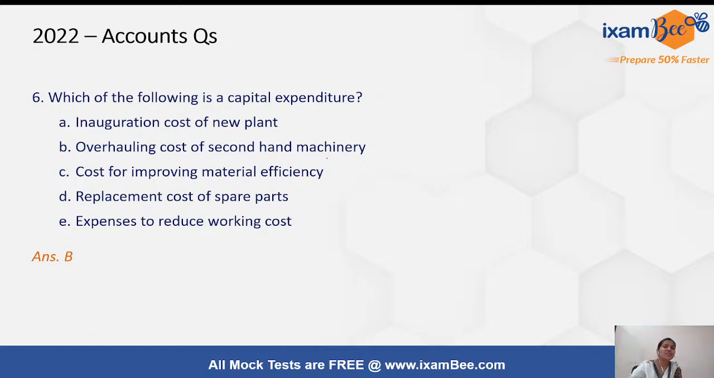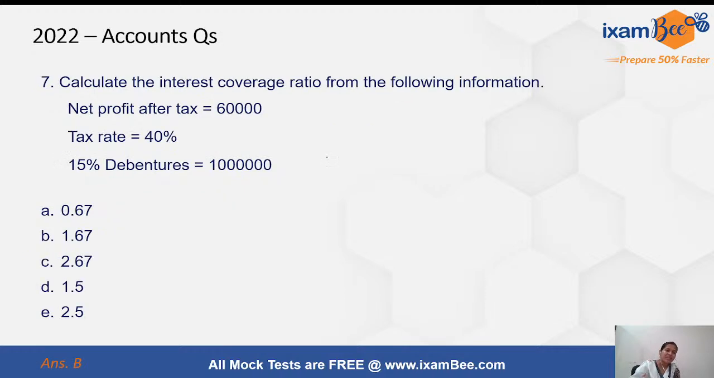क्योंकि second hand machinery में क्या होता है, आप सेकेंड हैंड मशीनरी को फंक्शनल बनाने के लिए उस पर जो एक्सपेंसेस कर रहे हो, दैट इज ओवरहॉलिंग कॉस्ट, राइट? सो दैट इज गोइंग टू हैपन वन टाइम सो दैट यू कैन स्टार्ट यूजिंग दिस सेकेंड हैंड मशीनरी, एंड दैट इज वाई इट इज डिफरेंट फ्रॉम रिपेयर्स एंड मेंटेनेंस. रिपेयर्स एंड मेंटेनेंस जो होता है वो रेकरिंग होता है, वो रेवेन्यू एक्सपेंडिचर होता है, लेकिन ये वाला एक्सपेंडिचर आपका कैपिटल होता है.